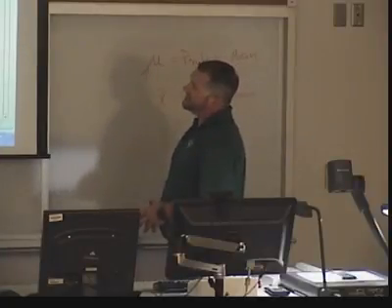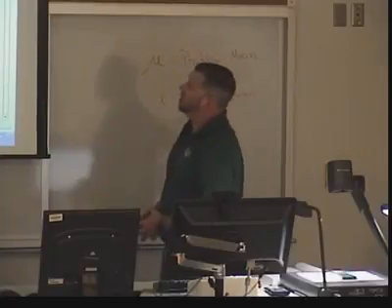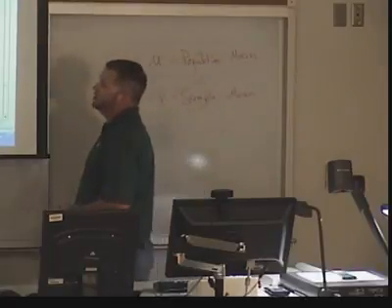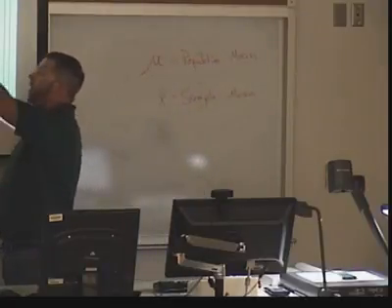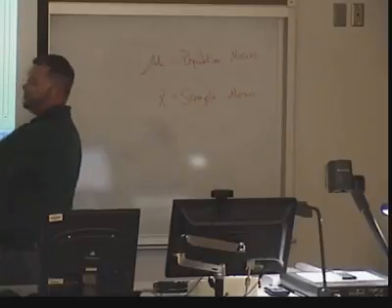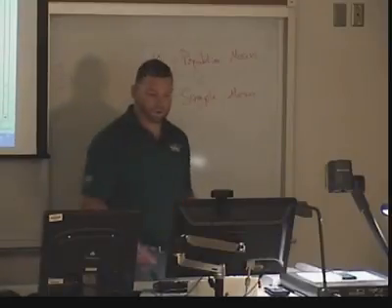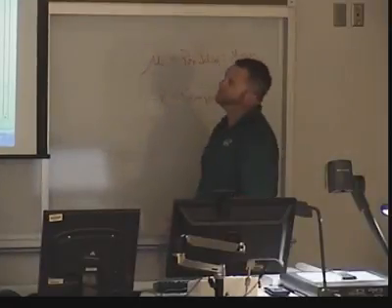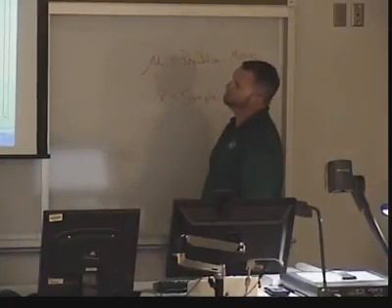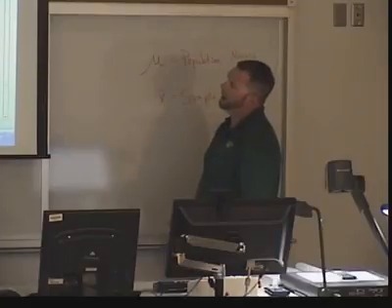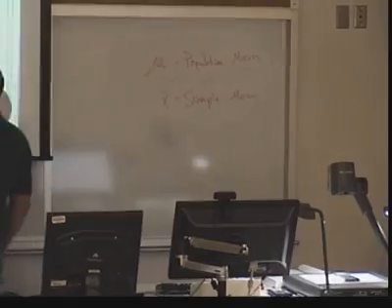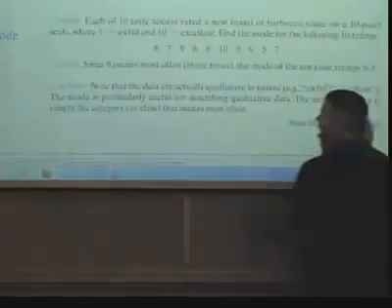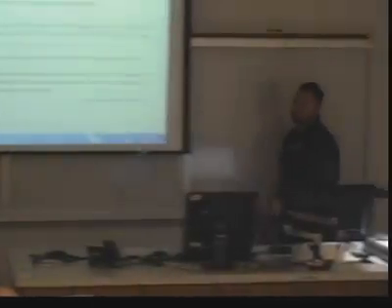Each of 10 taste testers rated a new brand of barbecue sauce on a 10-point scale, 1 being awful, 10 being excellent. All right? Find the mode for the following 10 ratings. What value appears the most? 9. The number 9. 8 appears twice, 7 appears twice, but 9 appears 3 times.